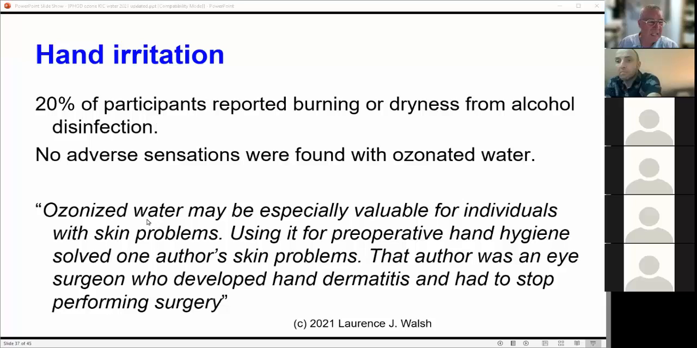However, the study was really neat because when the students used the ozonated water, none of them got irritation, and the author of the study, who was the ophthalmic surgeon, found that this is what allowed his dermatitis to resolve, and he got basically permission from the hospital to use that as his protocol, and that was what brought his skin health back so he could resume his surgical lists. So it's just a really neat illustration of the speed of the effect in a way that makes it easy to understand.